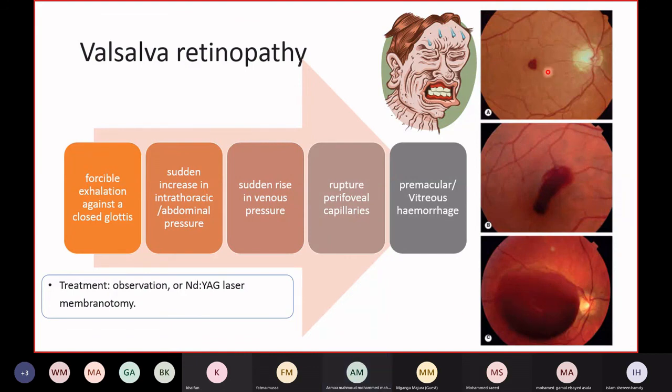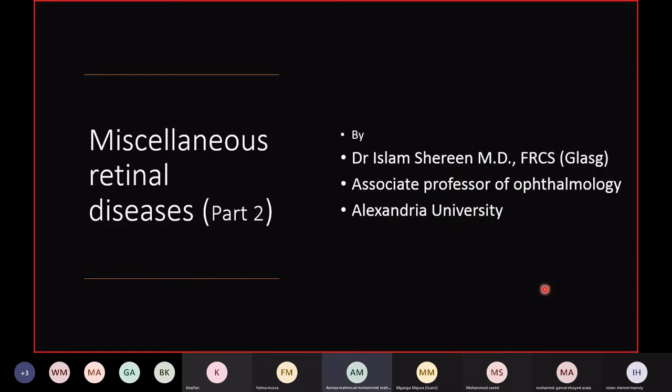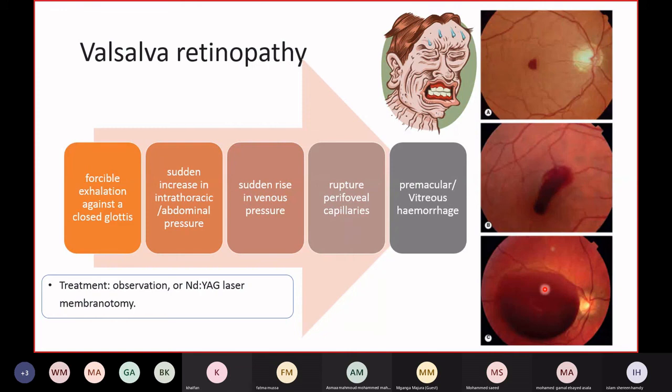The treatment is either observation. If it's a minute bleed like that, it may go away on its own, or we may do laser hyaloidotomy if it's a large bleed like that one, or we may do pars plana vitrectomy and peeling of the epiretinal membrane to clear that blood. Okay. So this will conclude the lecture of today. I hope it made things easier for you and it will help you to study easier.